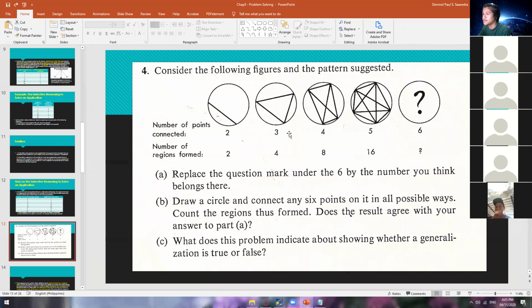If you have 3 points and you connect those points with each other, say 1, 2, and then 3, a total of 3 points, you were able to form 4 regions. If you have 4 points and connect all of those with each other, you'll form 8 regions. So 1, 2, 3, 4, 5, 6, 7, 8. We have 5, we have 16.